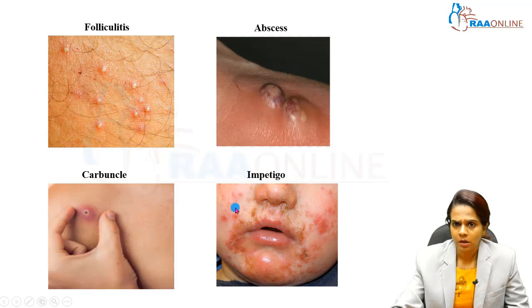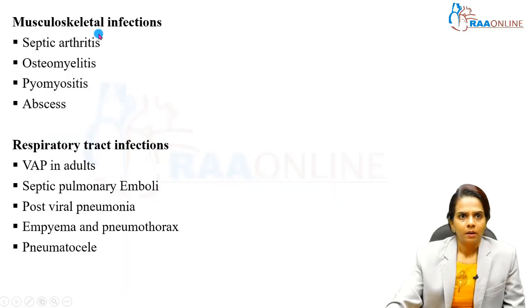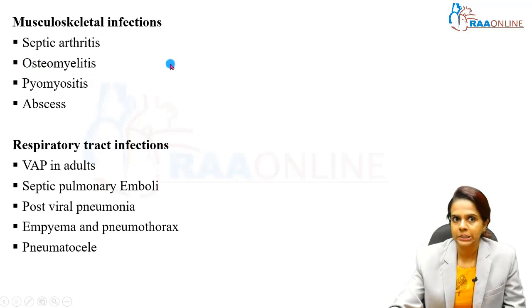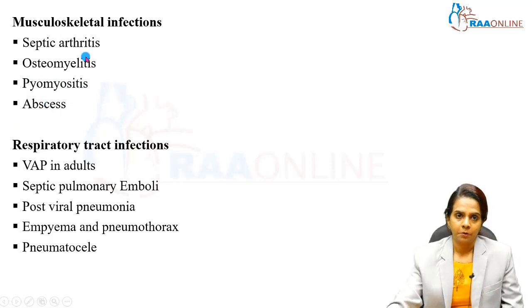This is called carbuncle, and these are sores seen around the mouth of the child, and this is a honey colored crust. And next is musculoskeletal infections, that is septic arthritis involving knee joints, shoulder joints and all, and osteomyelitis. Vertebra is involved in adults and long bones in children, and pyomyositis, skeletal muscle infections, abscess, and of course epidural abscess. Okay, so all these kinds of infections can be caused by Staphylococcus aureus.